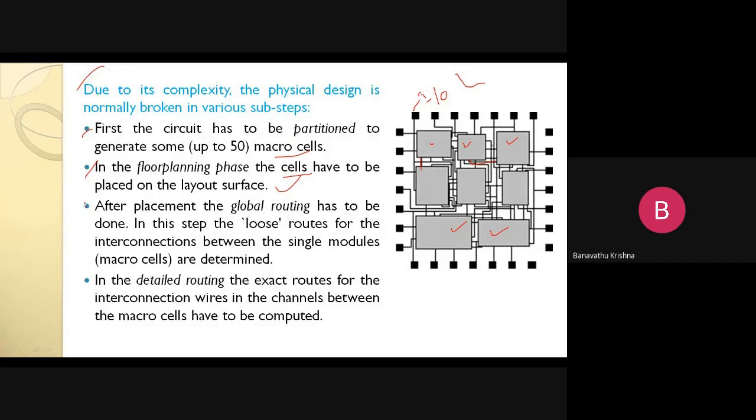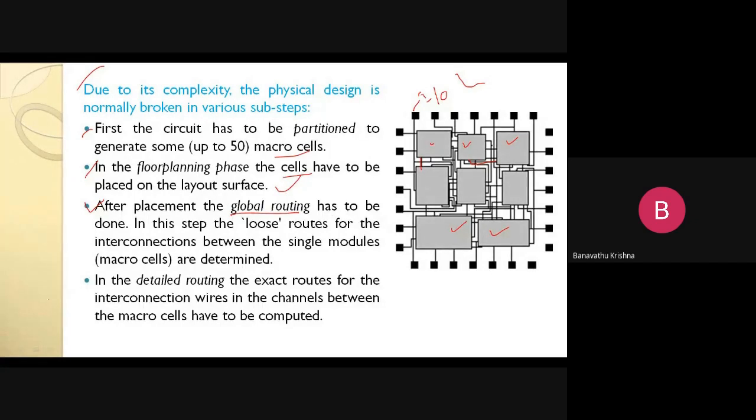Okay, and then the third point: after placement, the global routing has to be done. In this step, the loose routes for the interconnections between the single modules are determined. So at global routing, there are loose connections. Due to these loose connections, we are facing one problem, that is the area problem. The area is going to increase, the space is going to increase, and the length of the wire is going to increase. Then automatically the system performance is going to decrease, right?